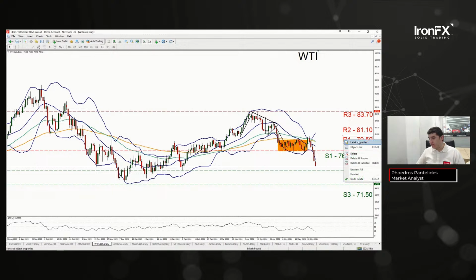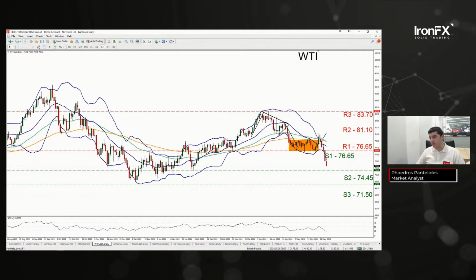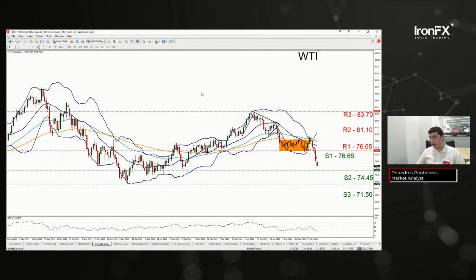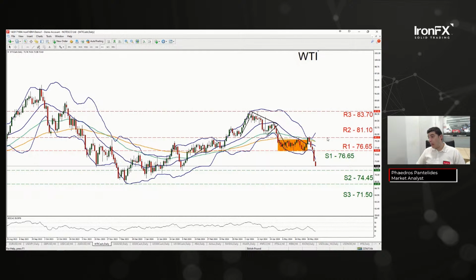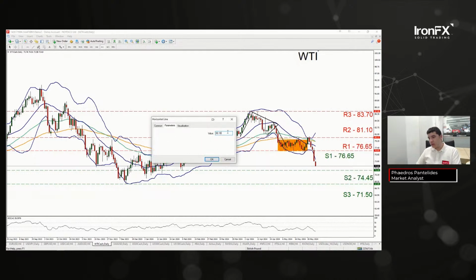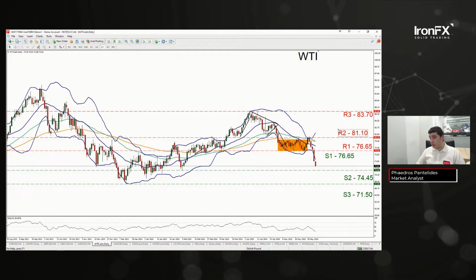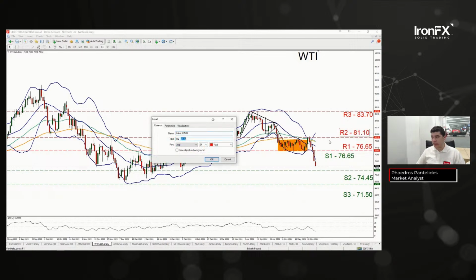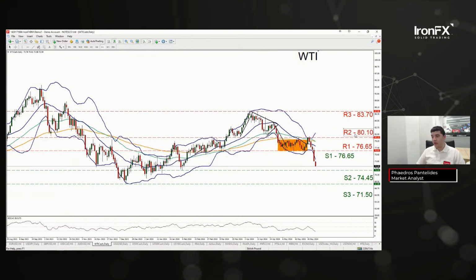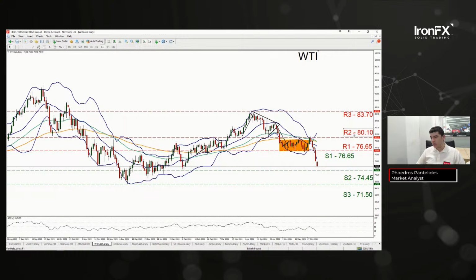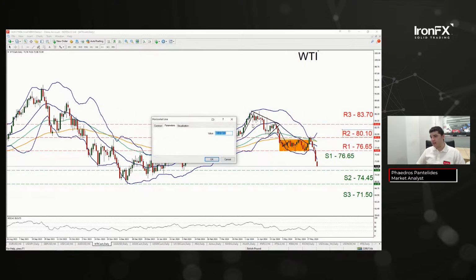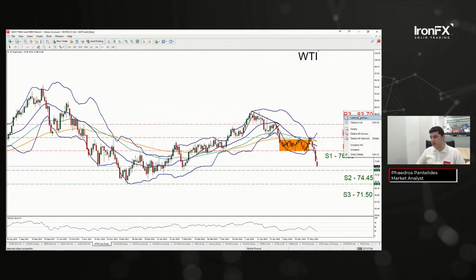So 76.65, that would be my R1, at the upper band of this sideways moving channel, but it managed to break above. So around the 80.10 figure, this would be my R2. Had a lot of buying and selling pressure between the new resistance levels. If it does break above R1, do not be surprised to see resistance at 80.10. And then for R3, we could actually drop that lower to this old lower high at 83.60. So these are our resistance levels.